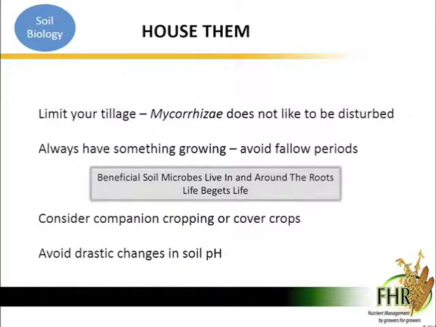Limiting your tillage. Mycorrhizae does not like to be disturbed. Always have something growing, avoiding fallow periods. Benefits: soil microbes live in and around the root zone. Life begets life. Consider companion crops as cover crops. Avoid drastic changes in soil pH.